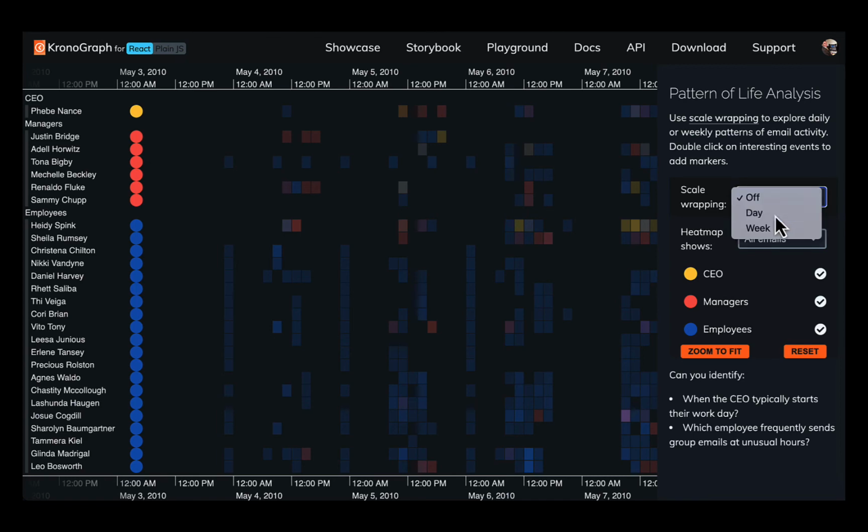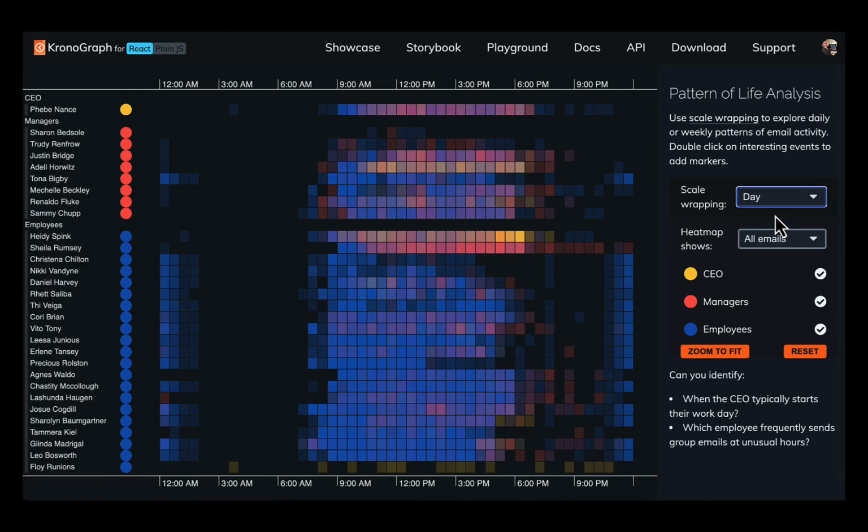I'm going to turn that on here. And what we see now is that we've condensed all of those days across 10 months into a single view, showing me a single 24-hour period, regardless of which day this activity happened to take place on. By doing so, we actually are looking at patterns over the course of the day.